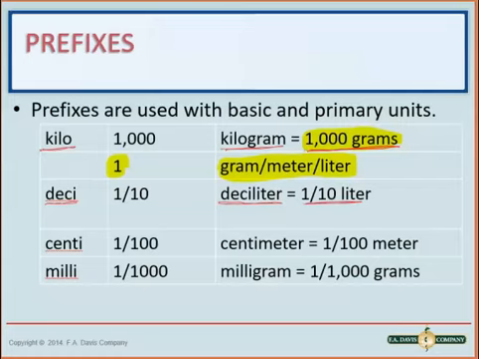Okay, if you have something that is 1/100th of a meter, then you're going to have to add the prefix of centi. So 1 centimeter is equal to 1/100th of a meter. Okay, and finally, if you have 1/1000th of something, and they're giving you grams here, you need to add milli in front. So 1 milligram is equal to 1/1000th of a gram.